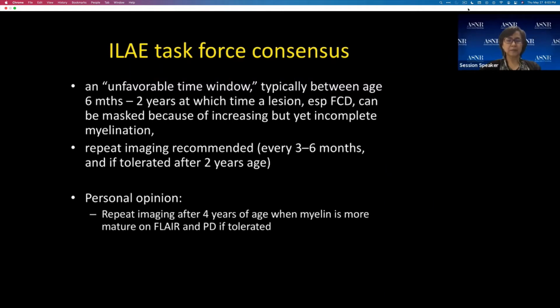So in my personal opinion, I think this is rather excessive. I would normally recommend that our neurologists repeat the imaging after the age of 4 years when myelin is more mature on FLAIR and proton density if tolerated. However, if the patient has severe intractable epilepsy requiring more urgent pre-surgical evaluation, then I would recommend repeat imaging sooner rather than later.